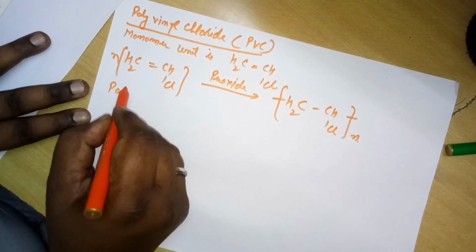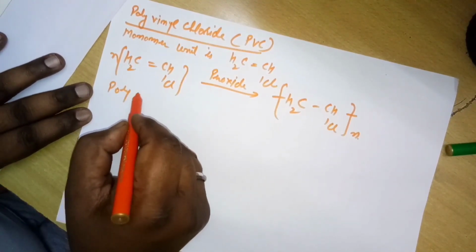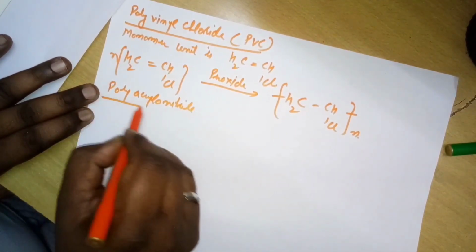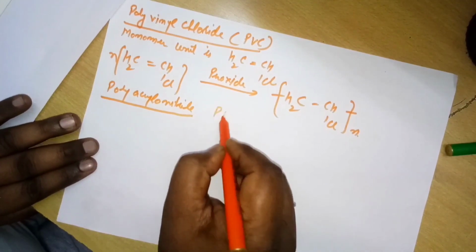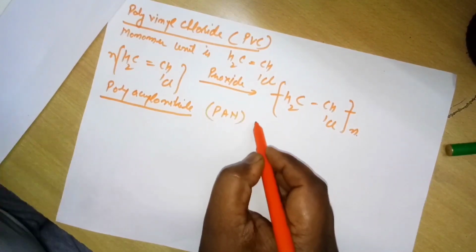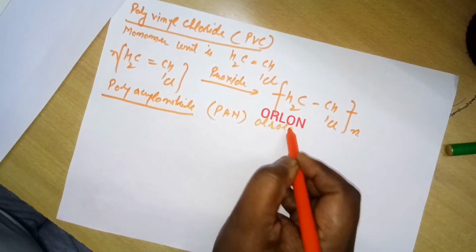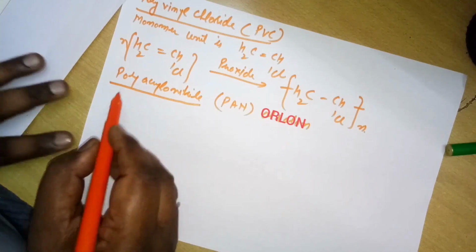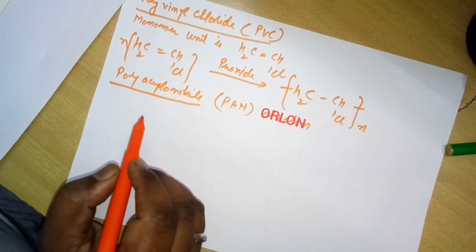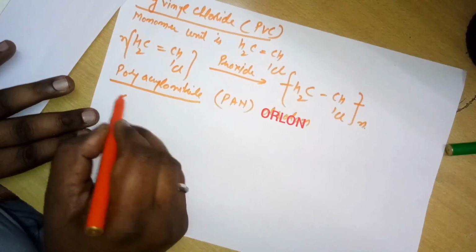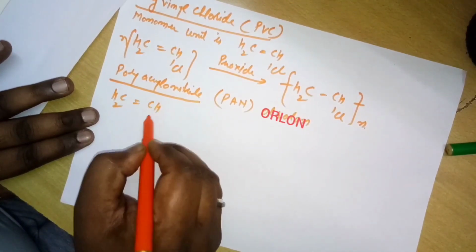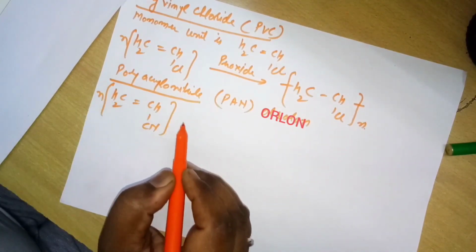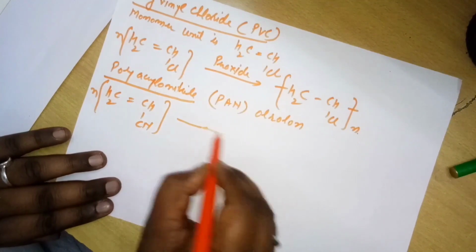Next is polyacrylonitrile. Polyacrylonitrile, short form is PAN. This is also called Orlon. The monomer unit in polyacrylonitrile is vinyl cyanide. The formula of vinyl cyanide is CH2=CHCN. We will take n molecules of vinyl cyanide.